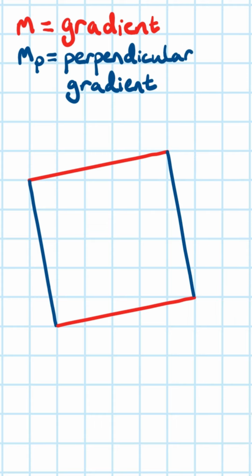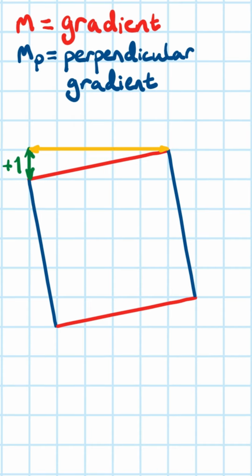For the red lines, to calculate the gradient, we need to do the change in y over the change in x. So we're going to find the change in y, which is plus 1, and the change in x, which is plus 5. For the blue perpendicular lines, we're also going to find the gradient. So we're going to do plus 1, which is the change in x, and minus 5, which is the change in y.